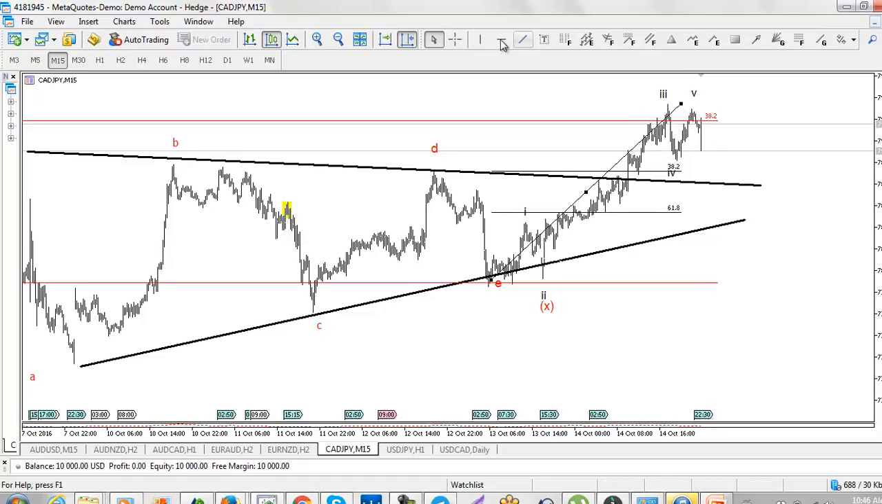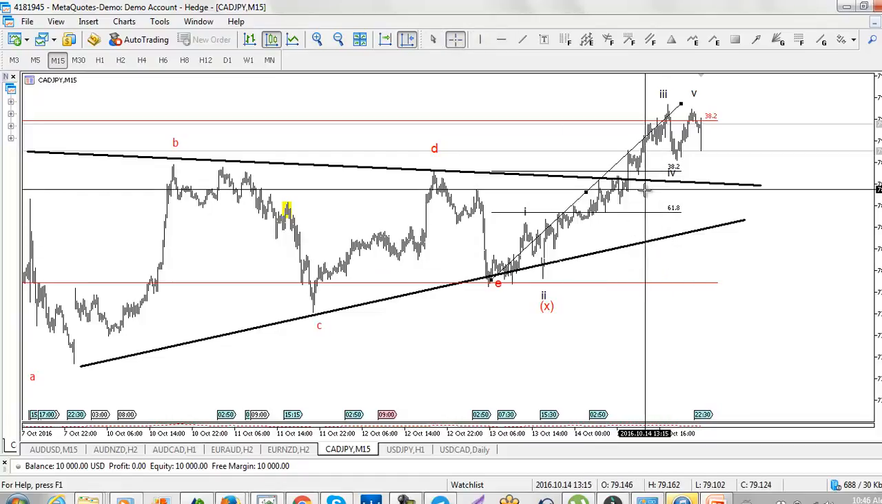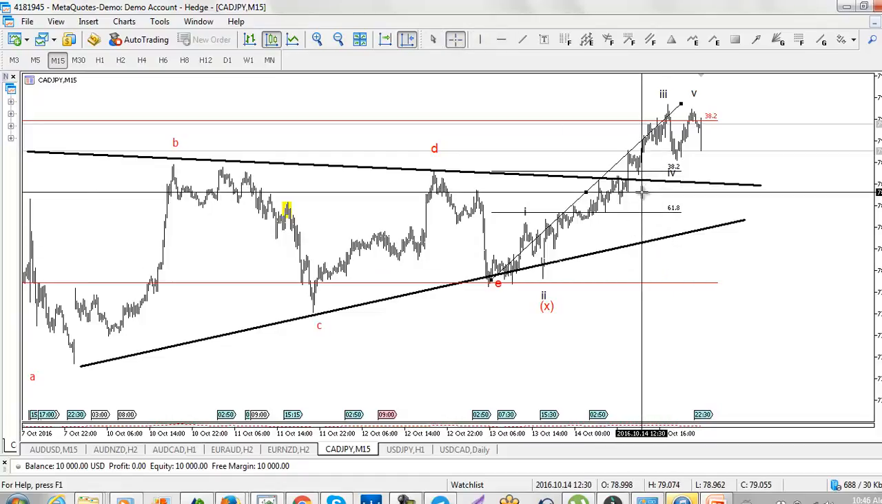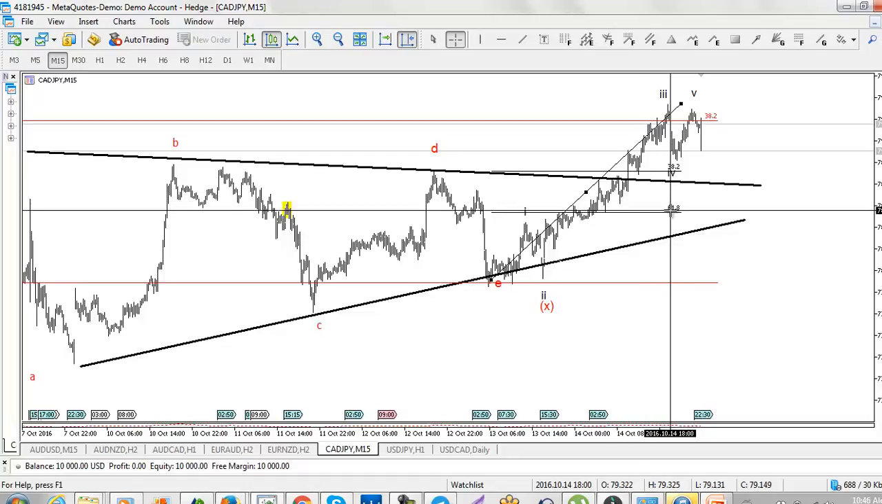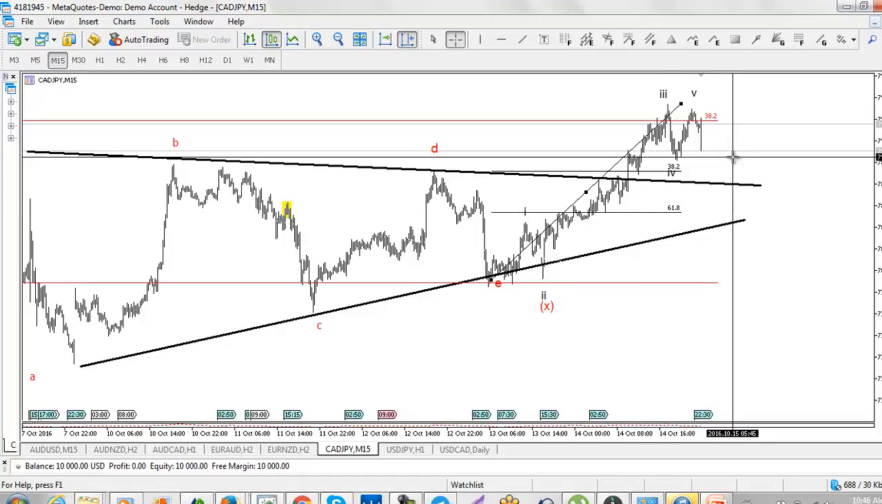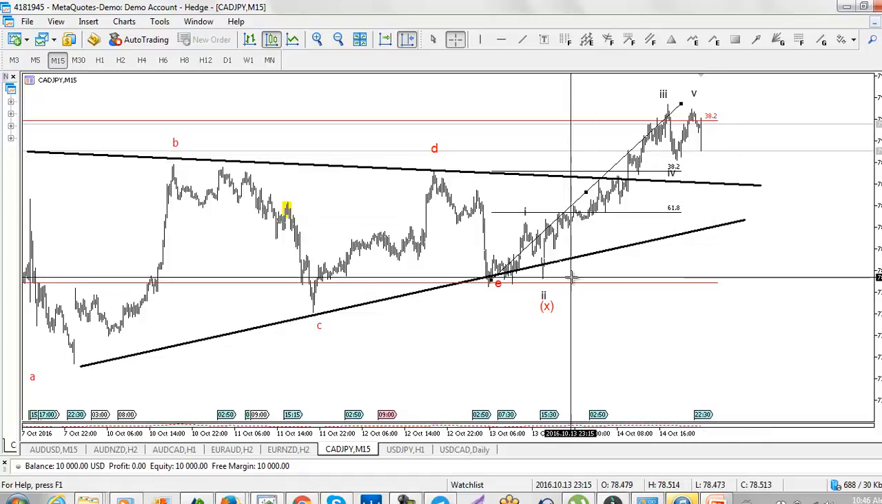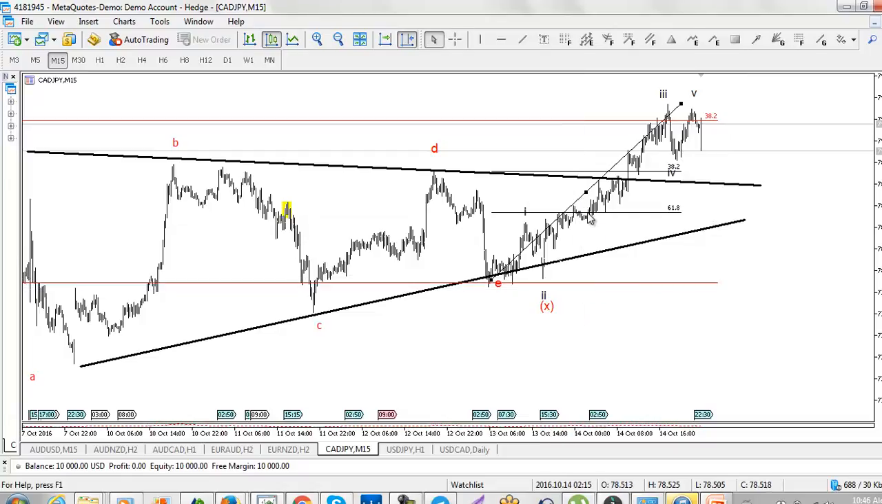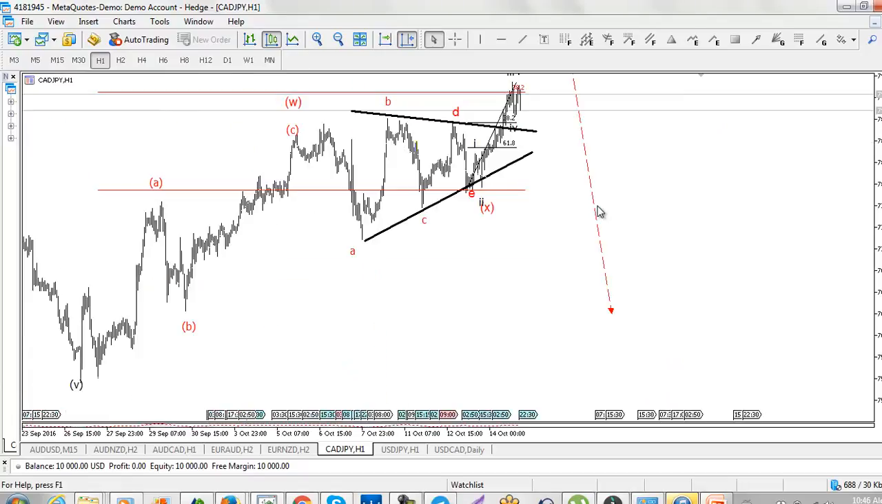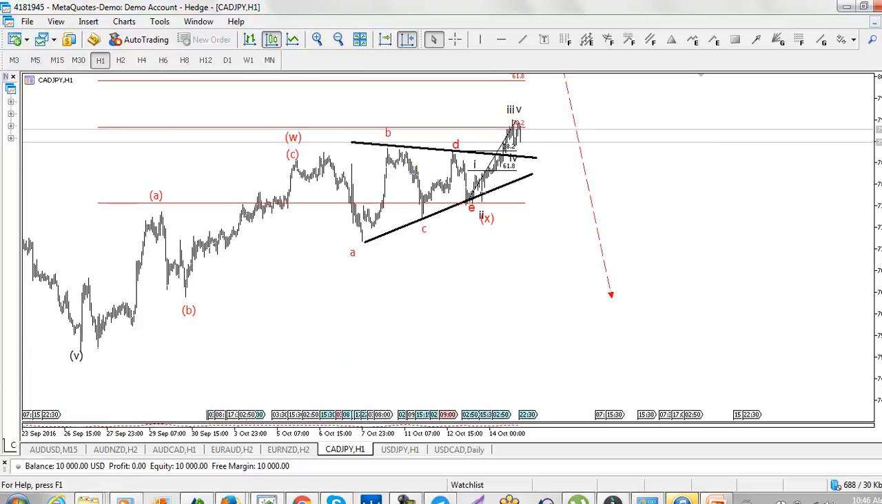This is actually the 50% price level. So one may look for a corrective move to 78.71 or maybe 78.5, and then look for a buying opportunity with a stop loss below here. But we have a very strong bias for price to continue moving upside for the Canadian dollar, Japanese yen.